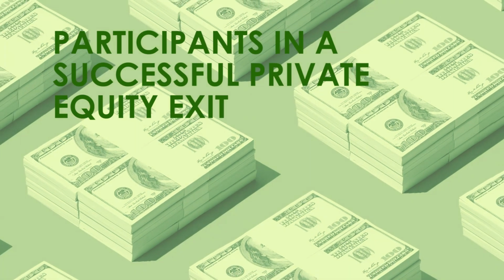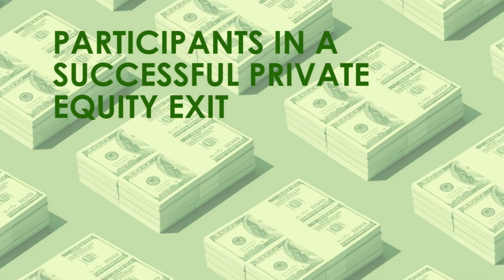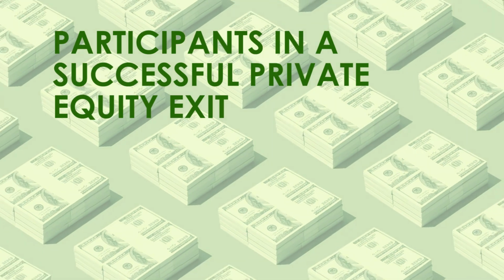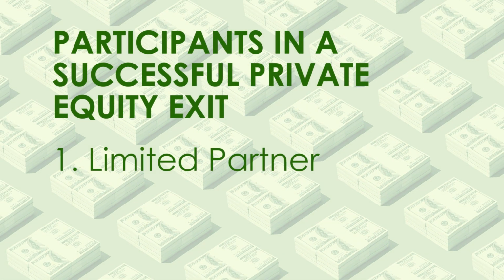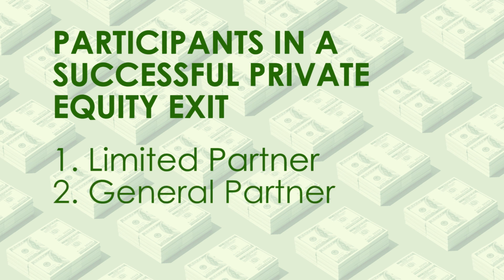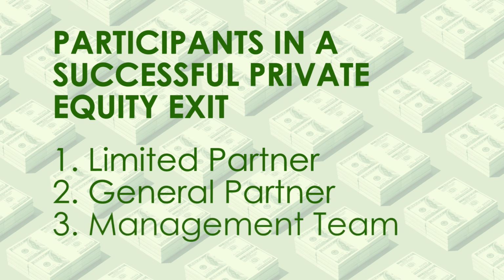In a successful transaction, the cash invested by a private equity firm is generally distributed to three groups at exit. First, you have the investors or limited partners that provide the capital to make the investment. Then you have the private equity investment team or general partner that made the investment and held it through a successful exit. And finally, you have the management team, managing the day-to-day operations of the business and driving growth.